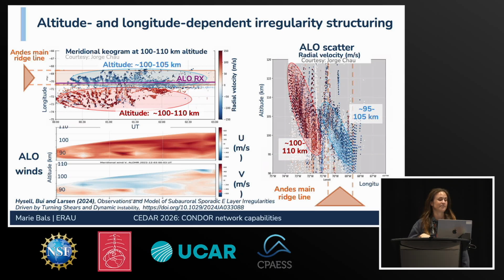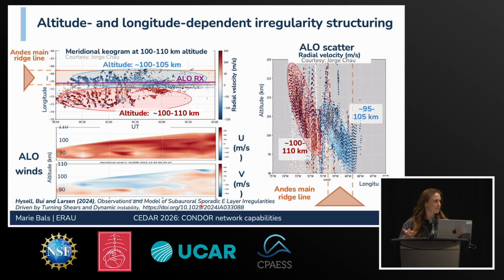And just to zoom in on this very specific event, what's also super interesting is that there is a structuring that happens in altitude and longitude. If we look, there are two different distinct populations here. The blue population is very localized in the east of the main Andes Ridge at altitudes of around 95 to 105 kilometers. And then the red population with the positive velocities is in the west of the Andes main ridge at altitudes of 100 to 110, so a little bit higher.